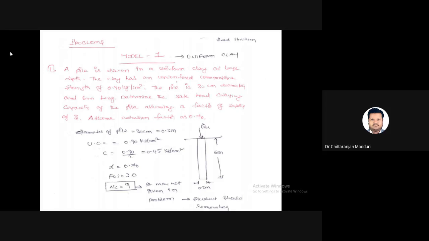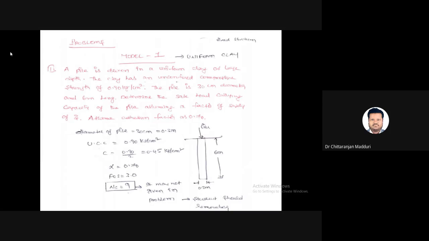The alpha adhesion factor is already given in the problem, so it is equal to 0.70. Factor of safety equal to 3.0. Nc, the bearing capacity factor for clay soils, is equal to 9. It may or may not be given in the problem, but by default you should substitute Nc equal to 9 in the case of clay soils.